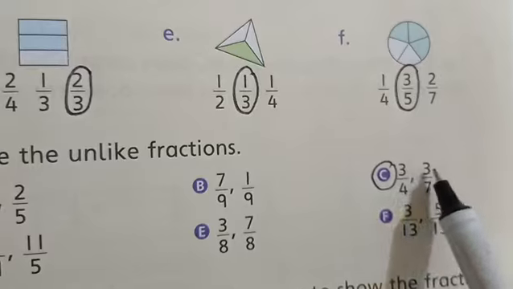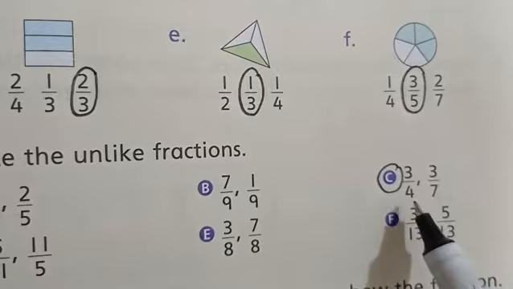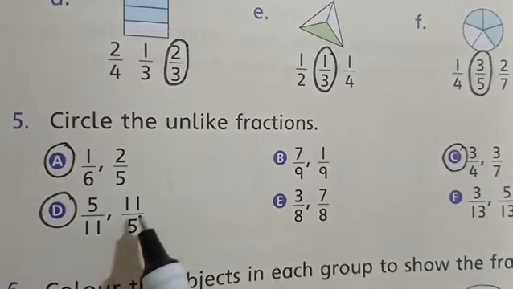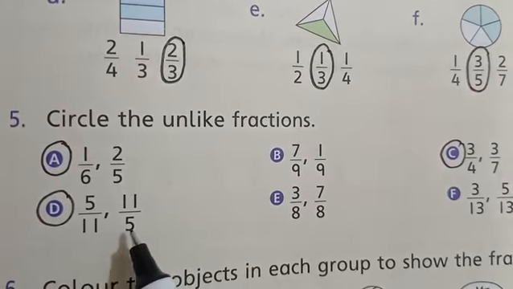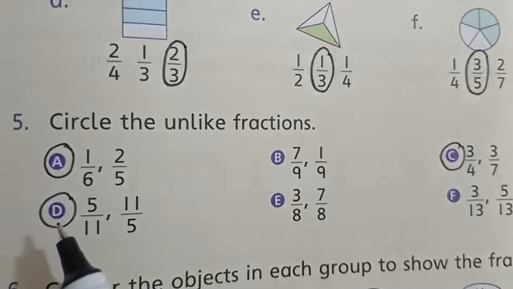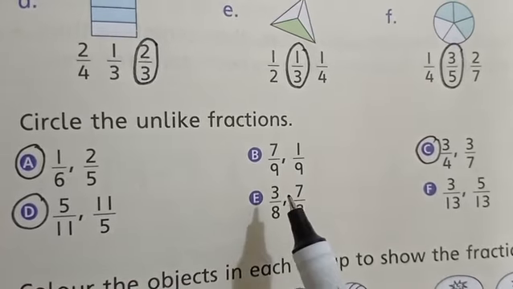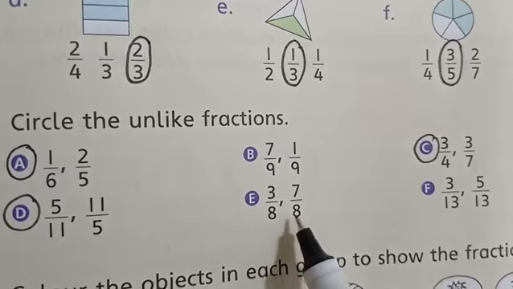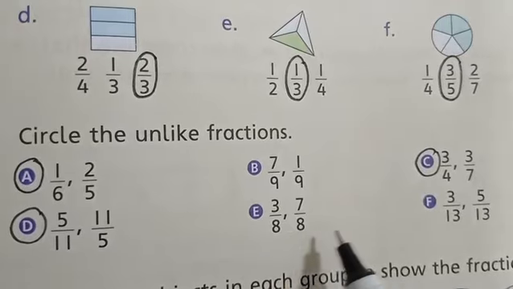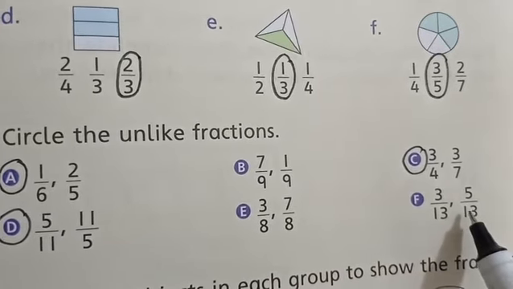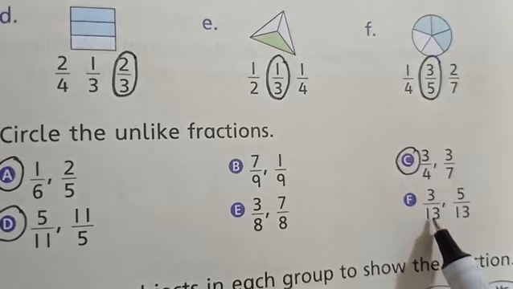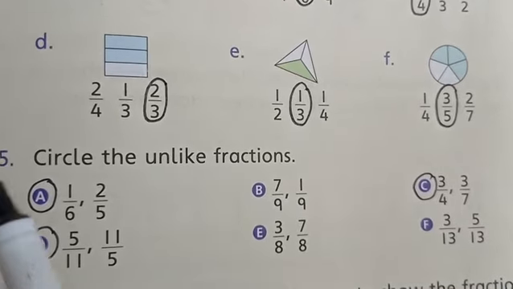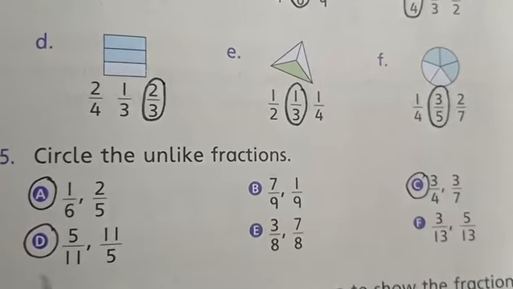Next we have 3 by 4 and 3 by 7. Again we have different denominators, it is unlike fraction. 5 by 11 and 11 by 5. Again we have different denominators, it is unlike fraction, so circle it. Next we have 3 by 8 and 7 by 8. Here we have same denominators, it is like fraction. And next is 3 by 13 and 5 by 13. Again we have same denominators, it is like fraction. So here we have unlike fractions A, C and D parts.